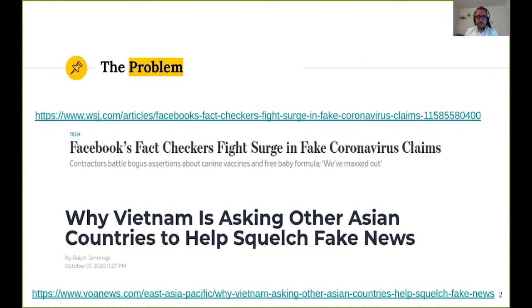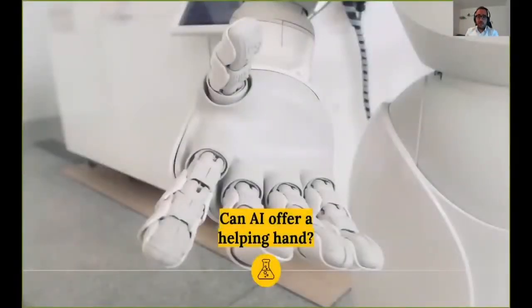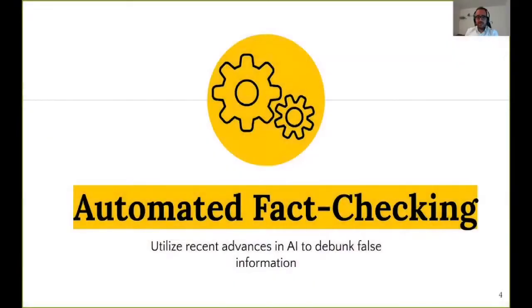So we ask if there is some way to automate this process and try to help fact-checkers in their verification pipeline. Can AI somehow offer a helping hand in order to deal with this problem? And the answer is luckily yes. There has been a line of research which is called automated fact-checking. The idea here is to use recent advances in AI in order to debunk false information. There have been many efforts in this line of work, and one of these efforts is our system, Coronacheck.